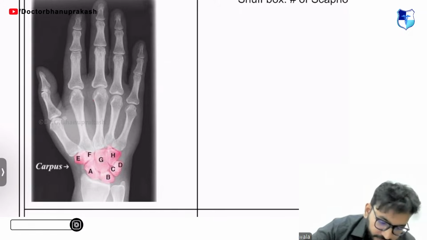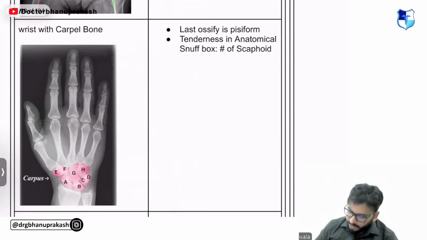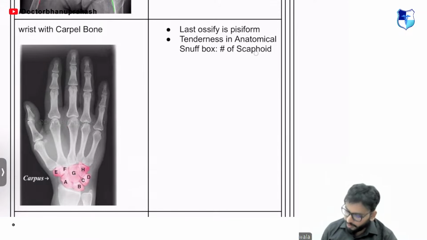Come on, guys. Fracture of which bone? Scaphoid. It is scaphoid. Scaphoid fracture. Okay, scaphoid fracture.